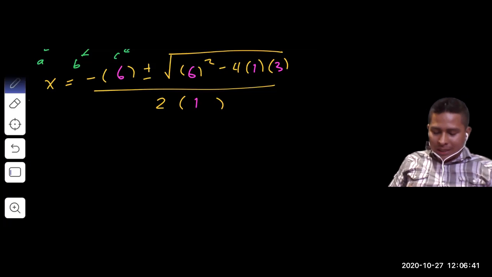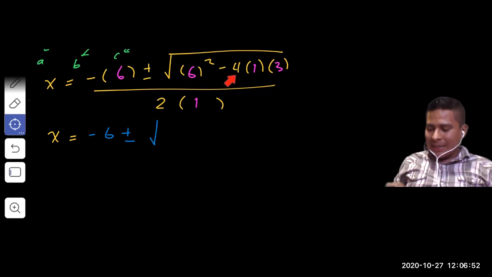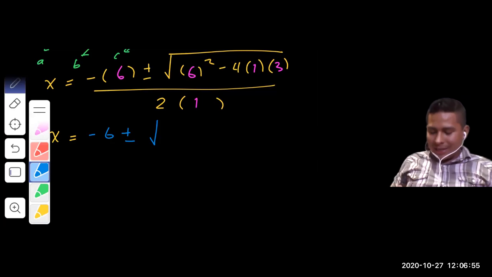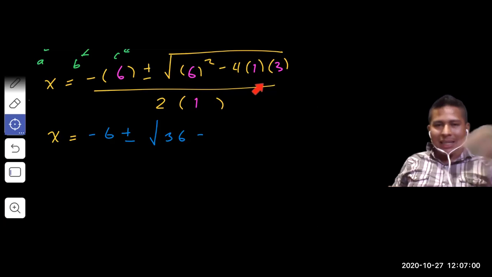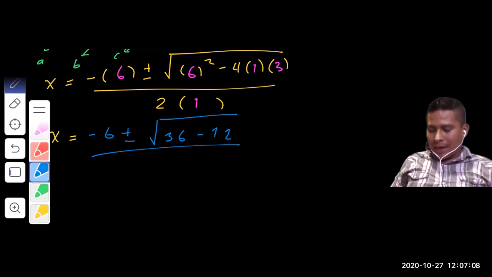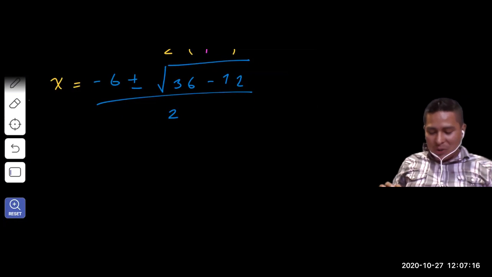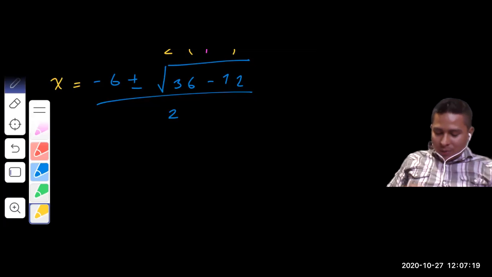Now guys, let's try to simplify all of that. We're going to get negative 6 in the numerator, negative 6 plus or minus the square root of what? Let's simplify this. 6 squared is 36, minus this expression, 4 times 1 times 3, which is 12. All over 2 times 1, which is 2. Piece of cake, right? Something that's straightforward to compute mentally.